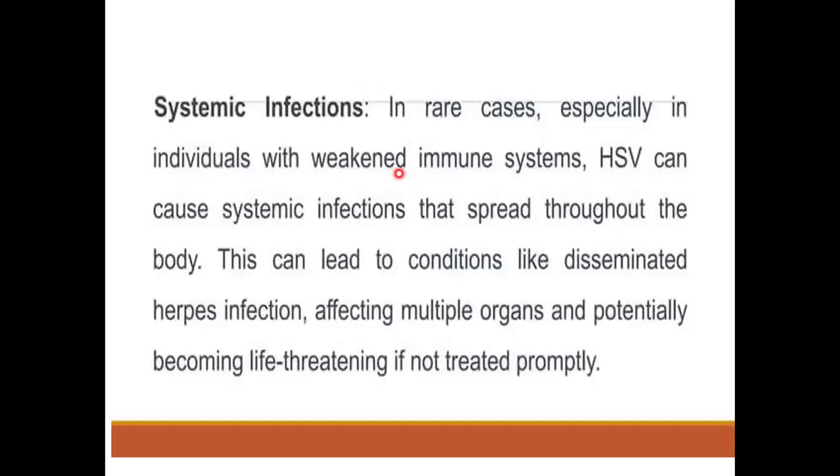Then systemic infections. In rare cases, especially in individuals with weak immune system, herpes simplex virus can cause systemic infection that spread throughout the body. This can lead to conditions like disseminated herpes infection, affecting multiple organs and potentially becoming life-threatening if not treated promptly. So for this, not that common, but it can occur if you have so much virus in blood. So if you have viremia, it can spread to other organs, leading to destruction. But this is not that common since your immune system is going to fight it.